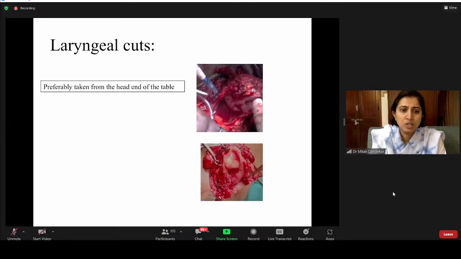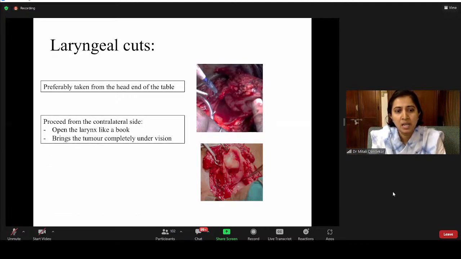Moving on to the laryngeal cuts, they're preferably taken from the head end of the table, but it depends on the surgeon's preference. Proceed again from the contralateral side of the disease, open the larynx like a book so that it brings the tumor completely under vision. Also follow the principle of mucosa first, followed by overlying soft tissue.